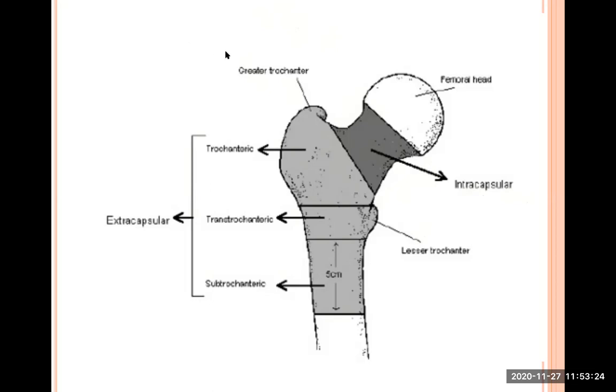In the middle of the neck is called transcervical fracture, right there in the middle of the neck. And this one, basal neck fracture, means this is the basal part of the neck. So there are three types of intracapsular fracture. Now regarding the extracapsular, it is clearly shown there.